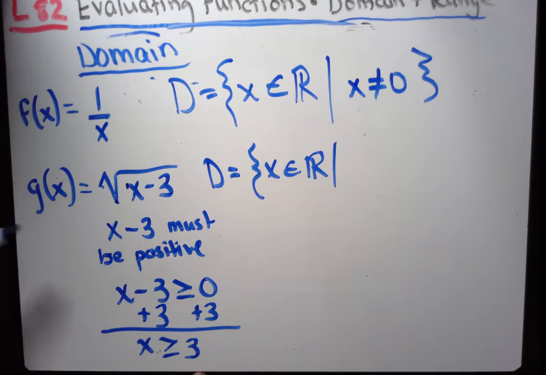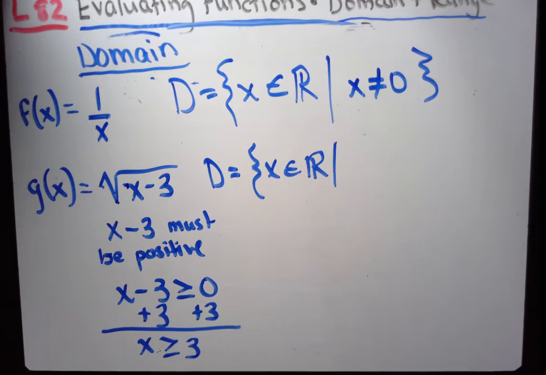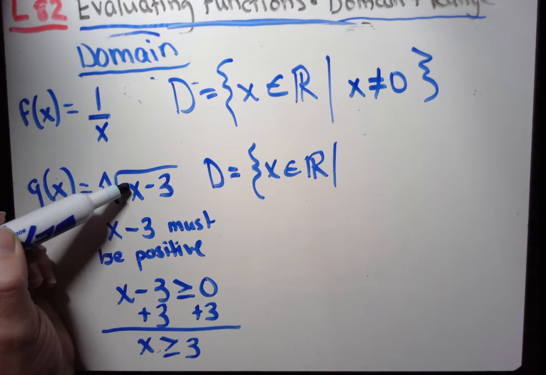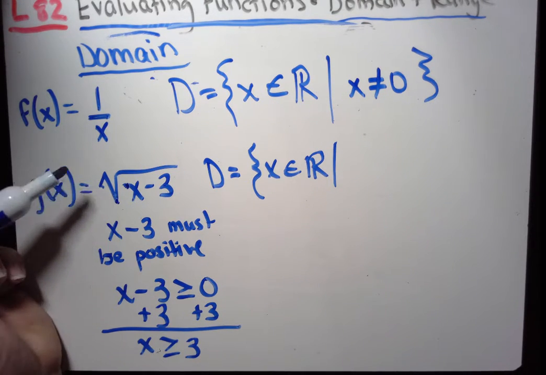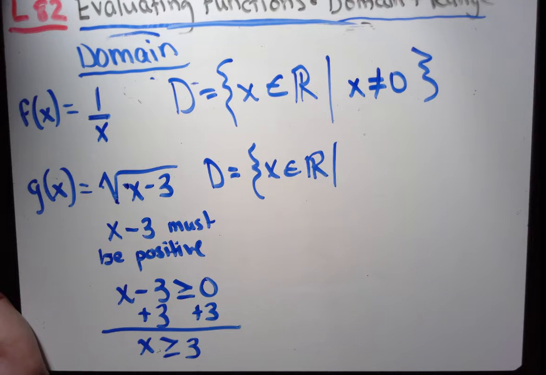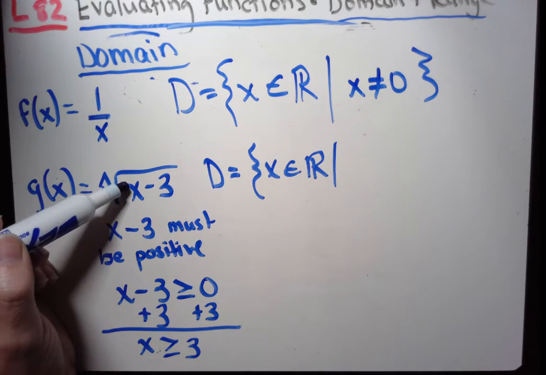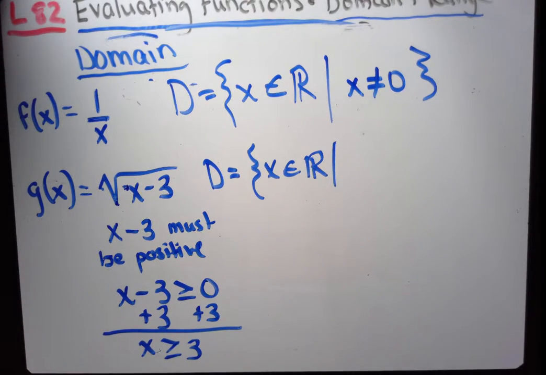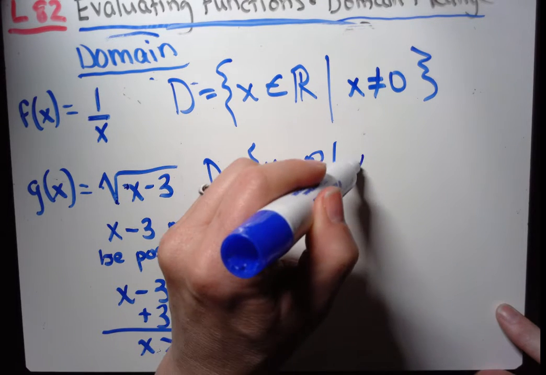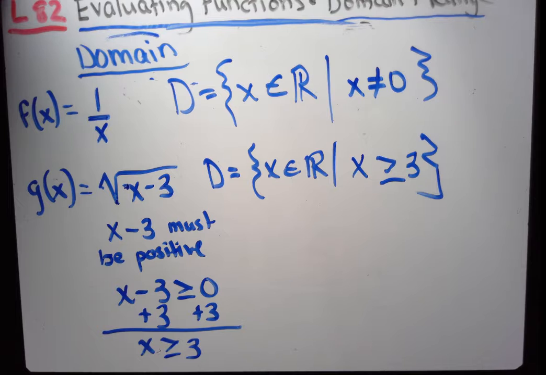And this makes sense because if x is 3, 3 minus 3 is 0, we have the square root of 0. If x is 4, we have 4 minus 3, which is square root of 1. If x is 5, we have 5 minus 3, which is the square root of 2. All these numbers make sense. But if we have something smaller, like if x is equal to 1, 1 minus 3 is negative 2. So it doesn't make sense. So as long as x is greater than or equal to 3, the domain makes sense. It works.